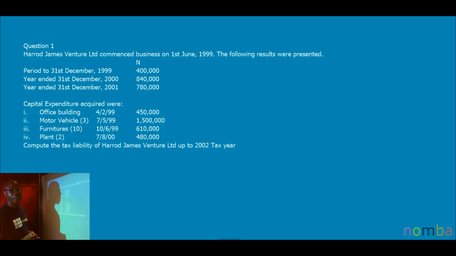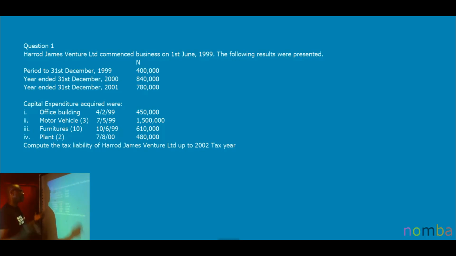The following results were presented. Of course, all these are familiar things with commencement. Period to 31st December 1999, they made a profit of 400,000. Year ended 31st December 2000, they made a profit of 840,000. Year ended 31st December 2001, they made a profit of 780,000 naira.